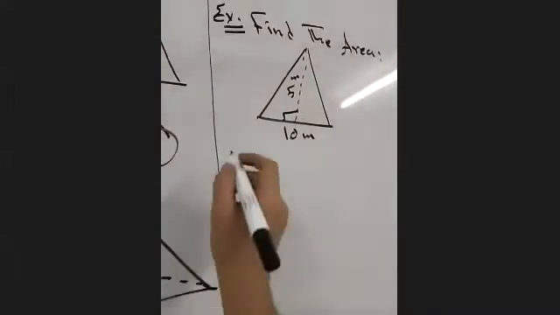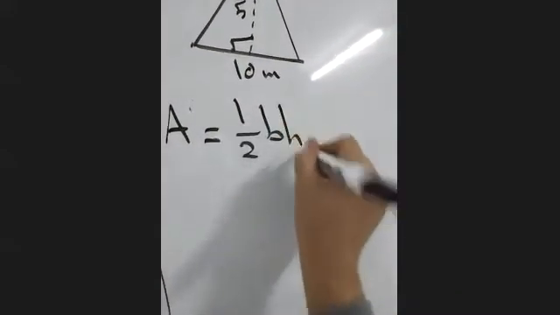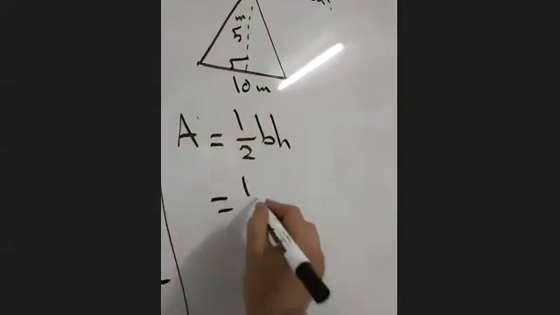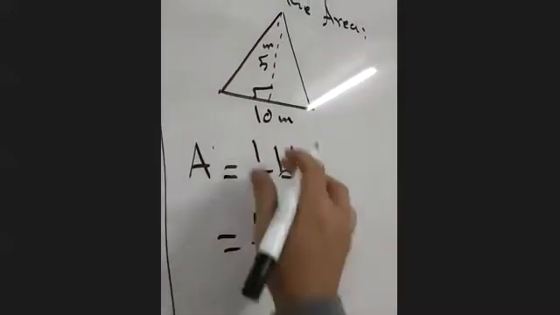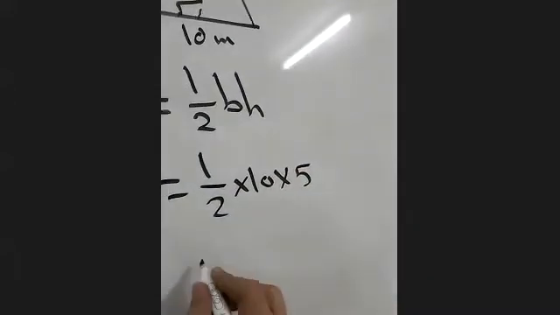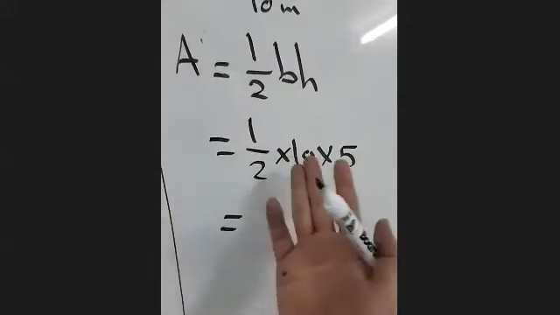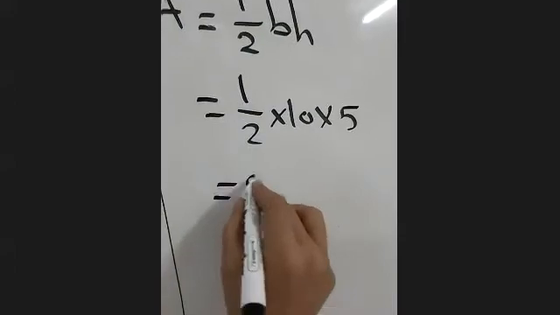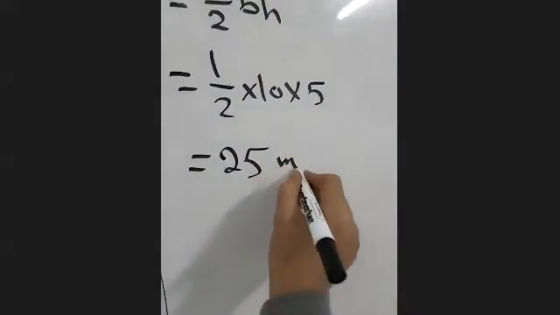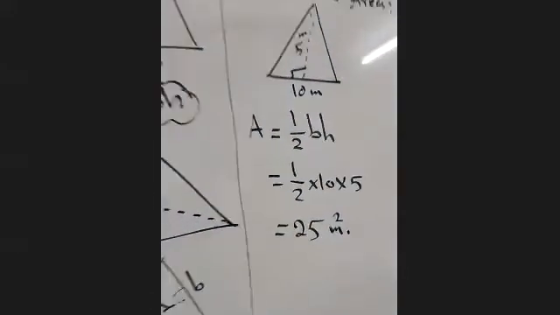A equals, we write the formula first, half base height. The formula equals, under equals, half multiplied by the base 10, multiplied by the height 5. Equals, under equals, calculate these numbers. Half of 10 is 5, 5 multiplied by 5 is 25. The unit is meter to the power 2, don't forget that, it's area.